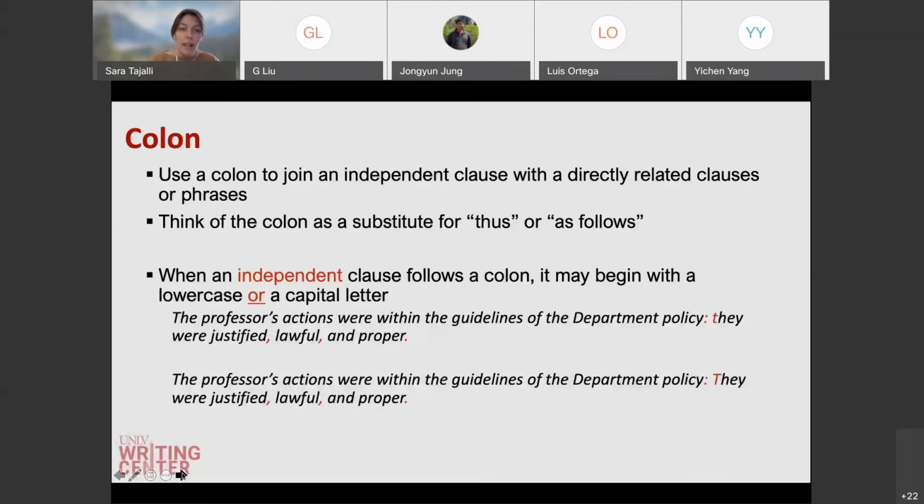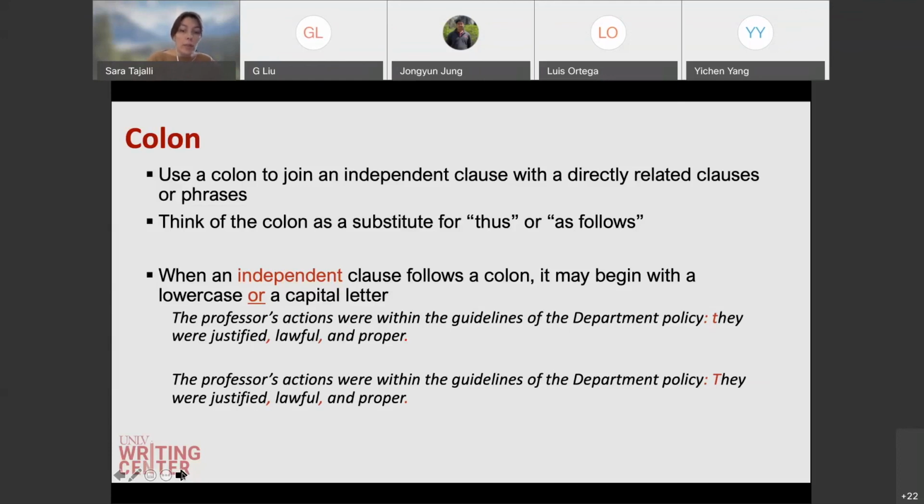All right. Now moving on to colons. A colon is when you join an independent clause with a directly related phrase. This is actually something that I learned recently, that the information before the colon must be an independent clause. The professor's actions were within the guidelines of the department policy. Full thought, and then colon: they were justified, lawful, and proper. And you can decide whether you want to do lowercase or capital letters after that colon. You can think of a colon as the word "thus" as a substitute for that. So you can ask yourself, could I put that information in there too?